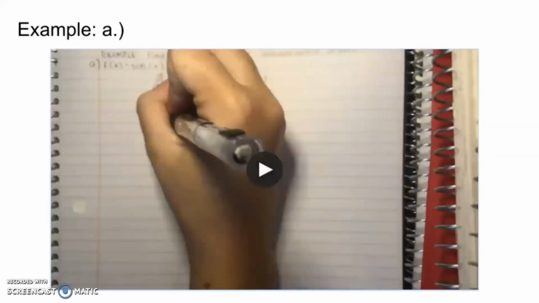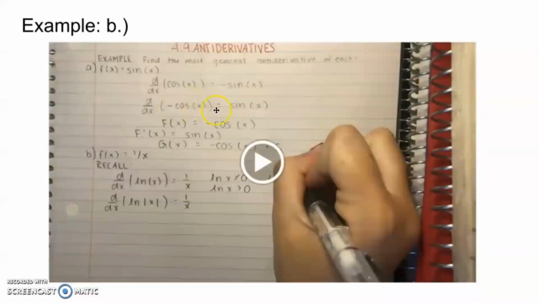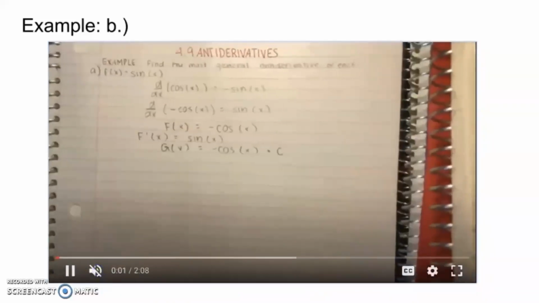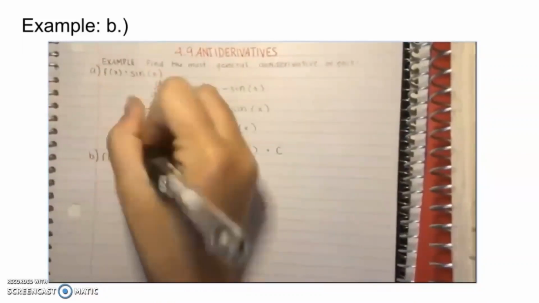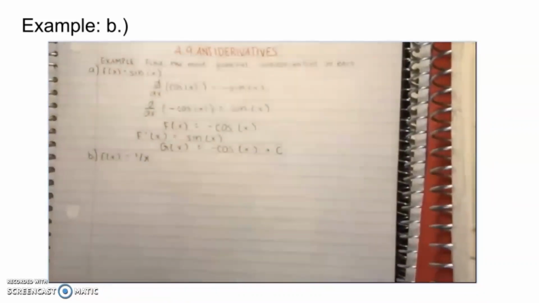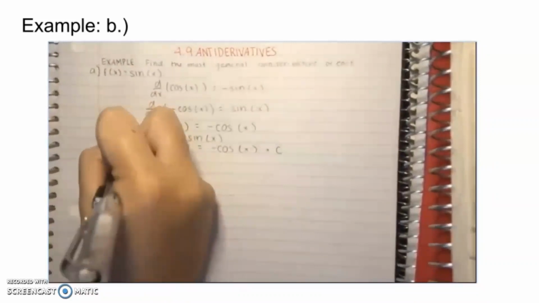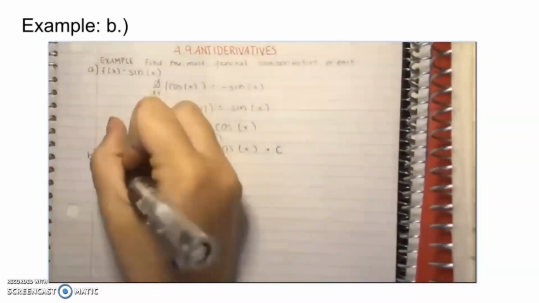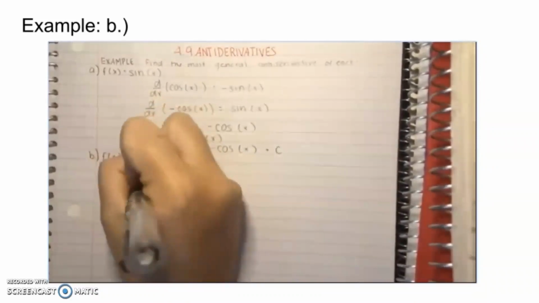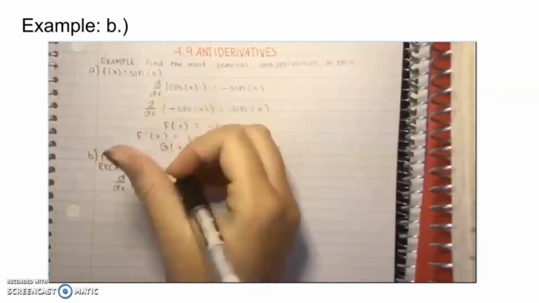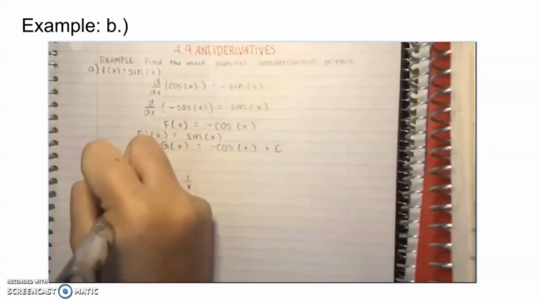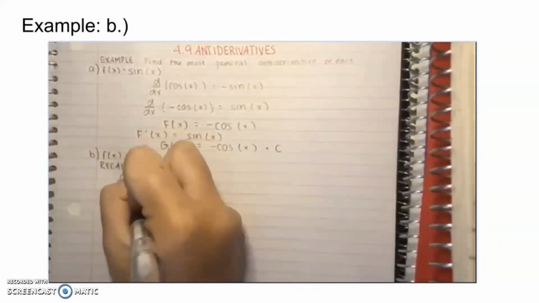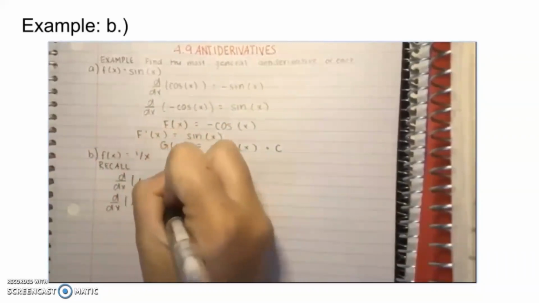So moving on from that, we can now go on to part B of this example. In part B, we will do f of x equals 1 over x. For this, think of functions that equal this when you take the derivative. So we can recall that d/dx of ln x equals 1 over x. And we are familiar with this one. We also know that d/dx of ln absolute value of x also equals 1 over x.